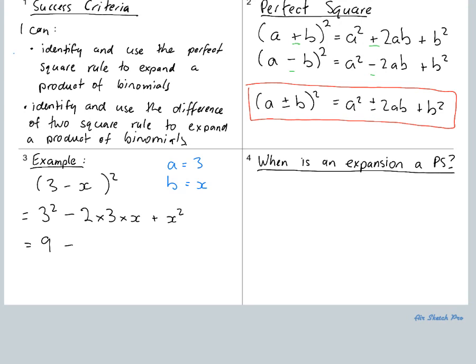2 times 3 times x. Now, note that there's no distributive law there. It's just 3 things multiplied together. So it's not 2 times 3 and 2 times x, because that only works if you've got an addition. But these are all multiplied, so it's simply a matter of multiplying the number bits together. 2 3s are 6, and then putting the variables after it. 6 times x is 6x. So it's 9 minus 6x plus x squared.